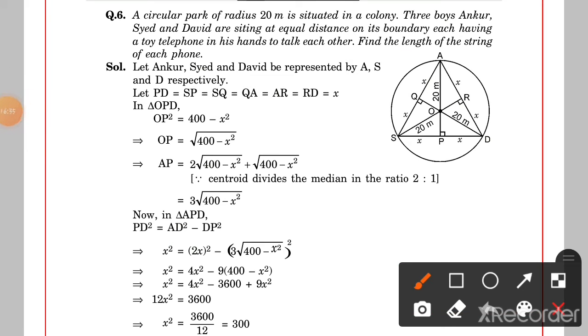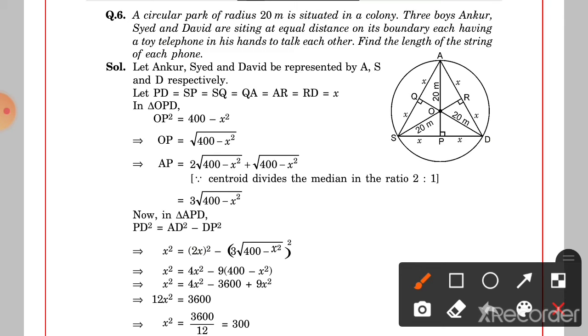A circular park of radius 20 meters is situated in a colony. Three boys, Ankur, Shayad and David, are sitting at equal distances on the boundary, each having a toy telephone in his hands to talk to each other. Find the length of string of each phone.